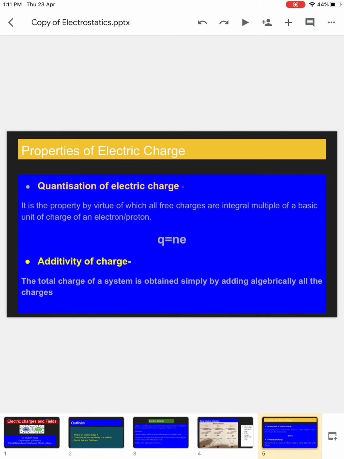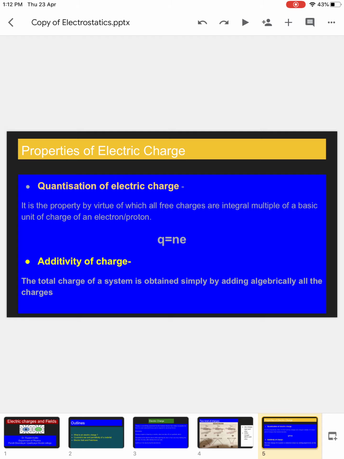Now let's discuss the properties of electric charges. The first property of electric charge is quantization of electric charge. Quantization means that for a system, the total charge is always an integer multiple of a basic charge. Basic charge means the charge of an electron or a proton, and the total charge can be like 7 times e, 8 times e, minus 8 times e, or 5 times e. That is an integer multiple of a basic charge. It cannot be like 1.2 times e or 1.3 times e. A fractional number of basic charge is not possible. It has to be an integer number of a basic charge. That is known as the quantization of electric charge.